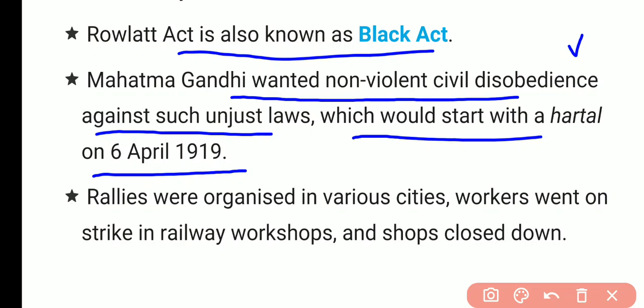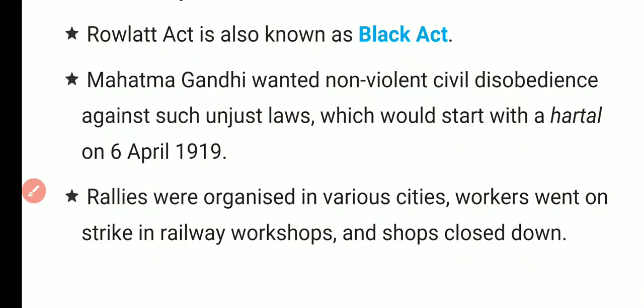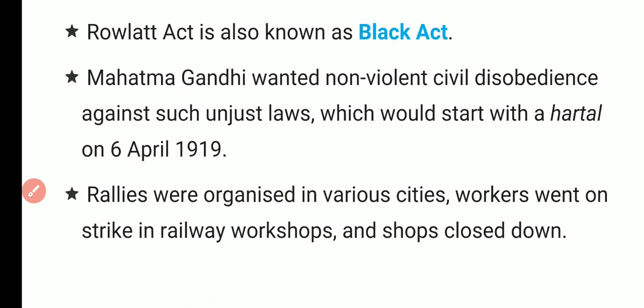So Gandhiji wanted a non-violent civil disobedience against such unjust laws, which would start with the हड़ताल on 6th April 1919. को गांधी ने डिसाइड किया था to launch a सत्याग्रह against this Rowlatt Act. Rallies were organized in various cities. Workers went on strike in railway workshops. Shops closed down. People organized satyagrahas. In many places, people became violent and attacked government buildings and government officials too. After this violence, Gandhiji decided to call off this Rowlatt सत्याग्रह, और गांधीजी इस सत्याग्रह को वापस ले लेते हैं.